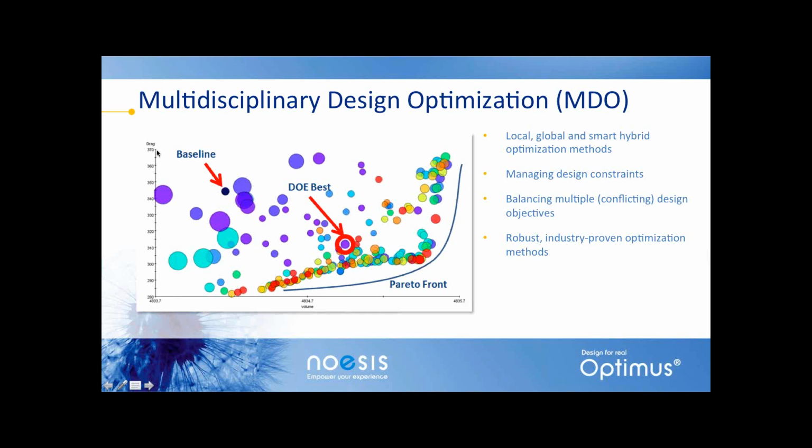And here again, we're looking at that same example of drag, in this case drag versus volume, which are your two objectives. The software then conducts the design of experiments, and from that, obviously, you're going to get a better result, which is here in the middle.